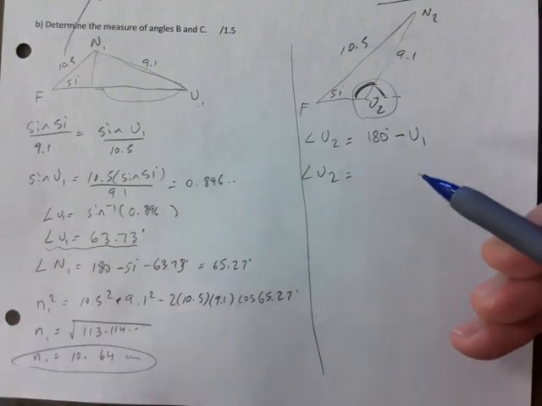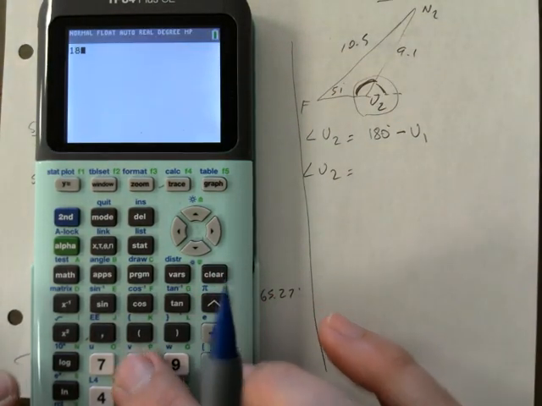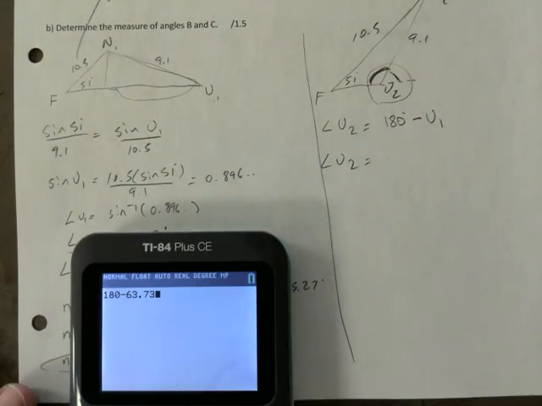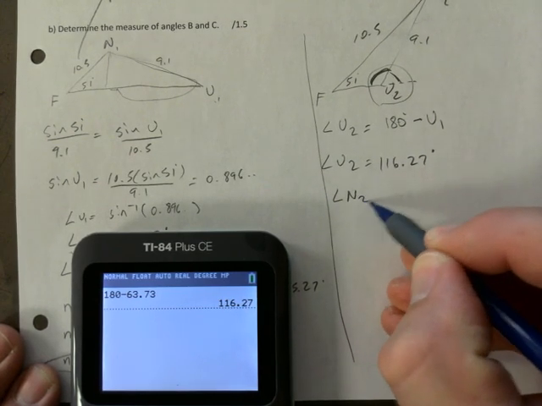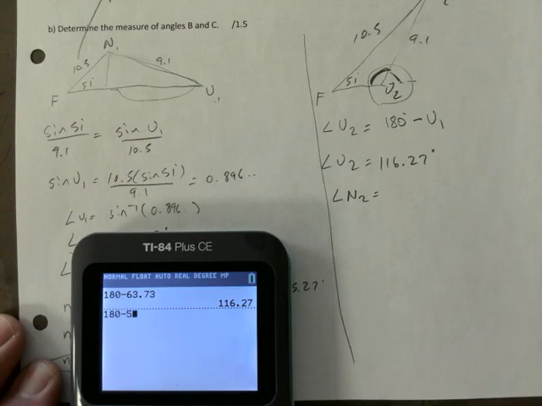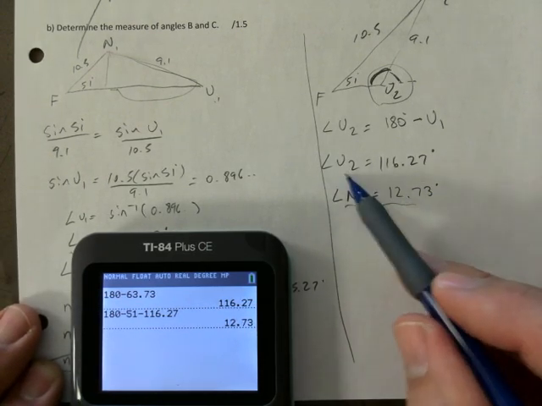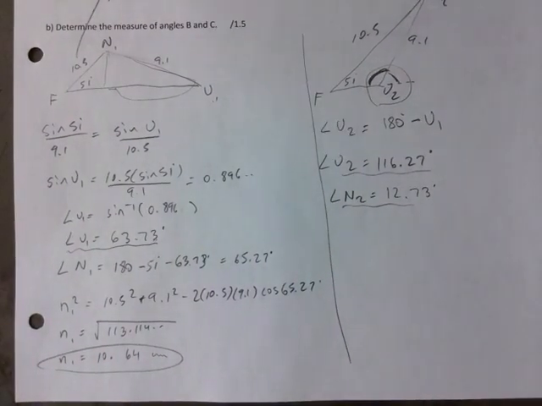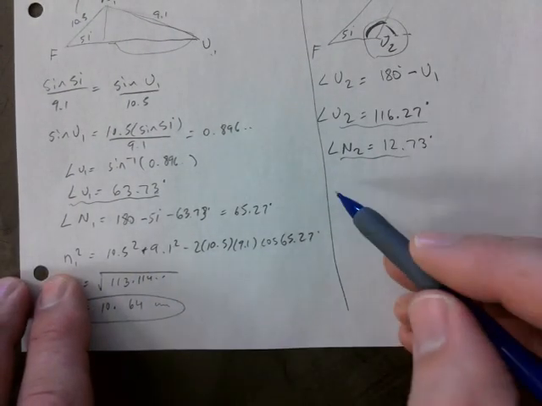So U2 is, oops, 180 minus, I wanted to do this part separately. So you got 116.27, which means that N2 is 180 minus 51 minus 116.27. Okay, so it's 12.73 up there. Both of these are important to me. And then now you can solve for side N2. I will just basically base it off of this here.